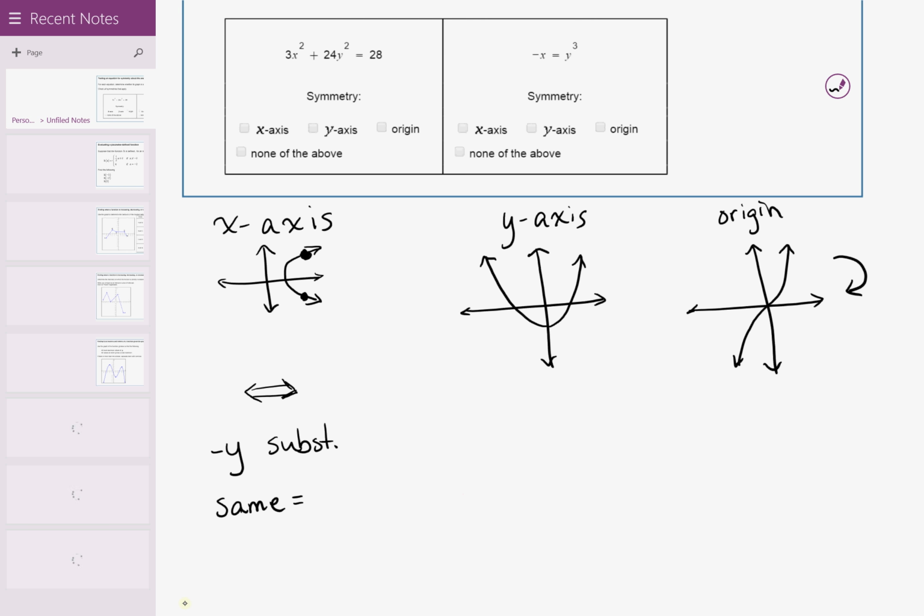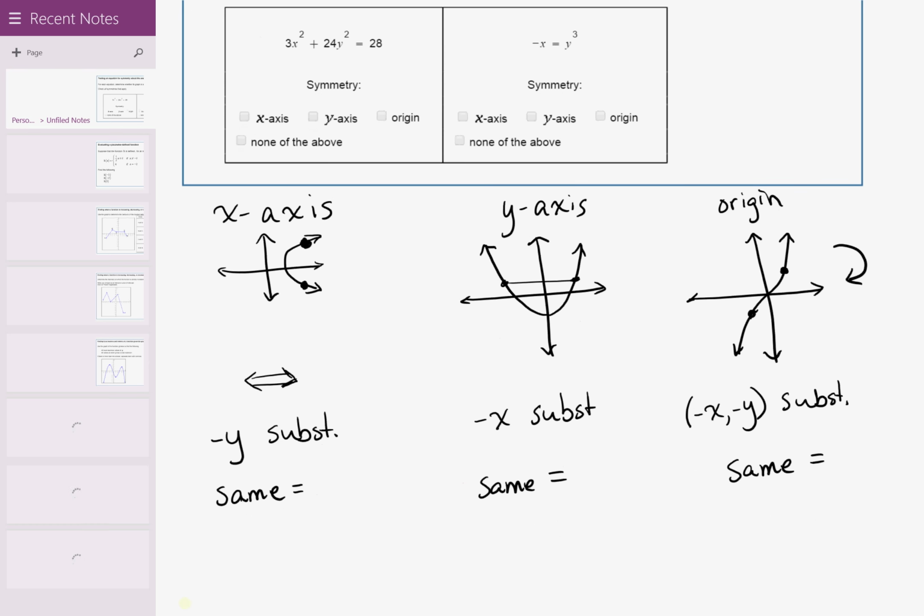I have y-axis symmetry if I put in negative x for x, and I get the same equation. So I'll have the same values this way. And then I have symmetry about the origin only if I substitute in negative x, negative y, and I get the same equation. That is, if I put in negative x, negative y, then positive x, positive y is also on the graph.